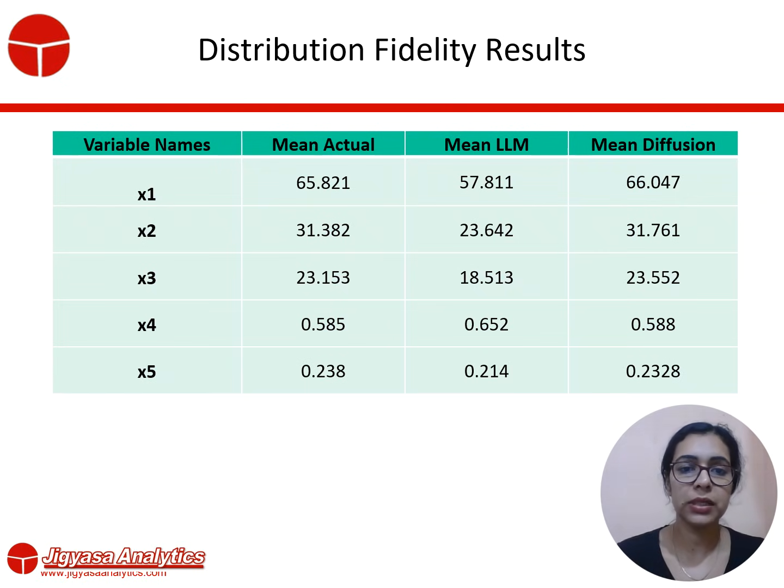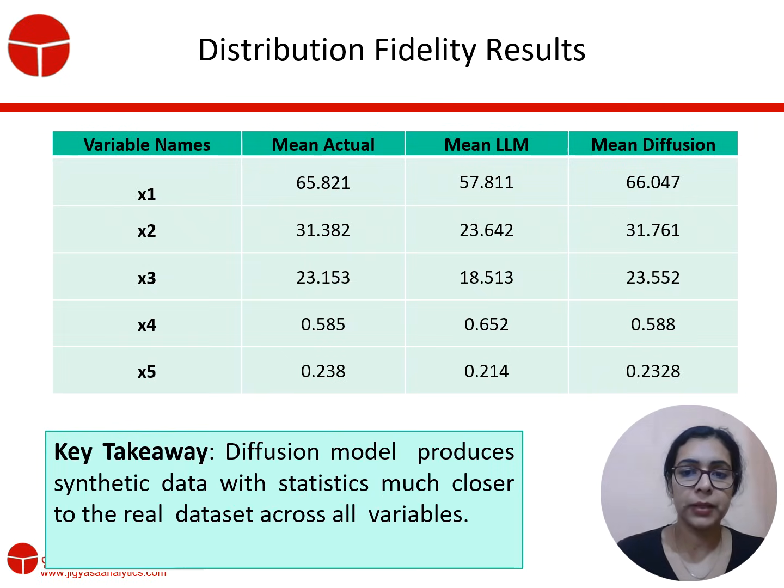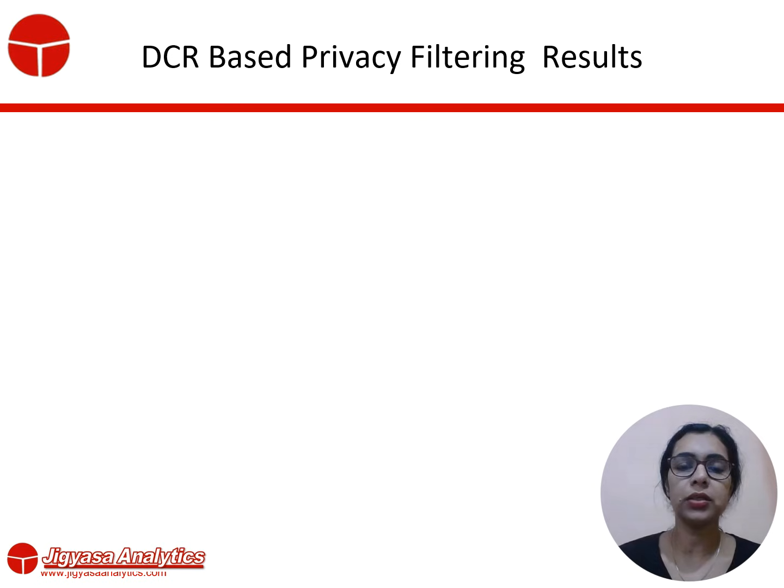LLM data shows big differences from the actual values. For example, for variable x1, the actual mean is about 65.8, but the LLM gives 57.8. In contrast, the diffusion model is much closer at 66.0. The same pattern holds for other variables. The key takeaway from this experiment is that diffusion model values are very close to the actual data while the LLM deviates more.